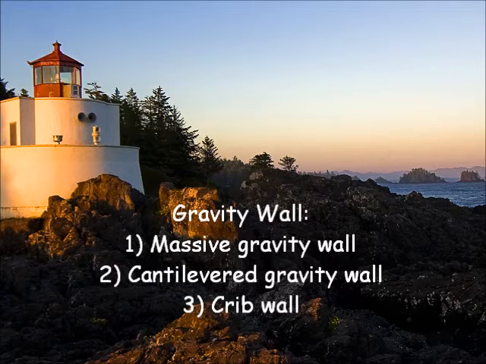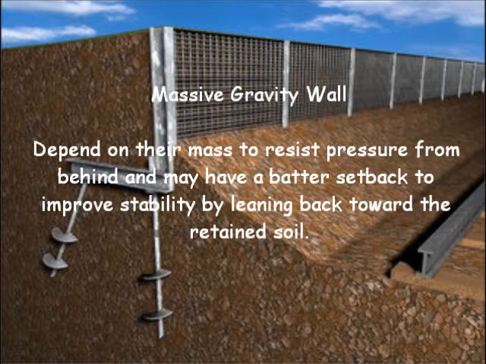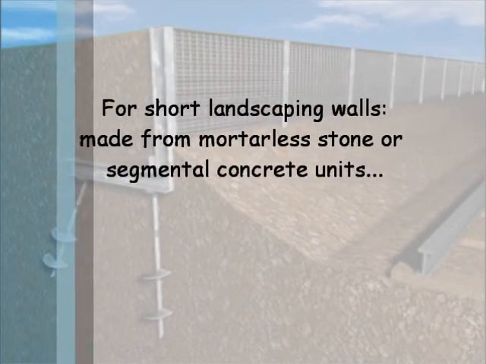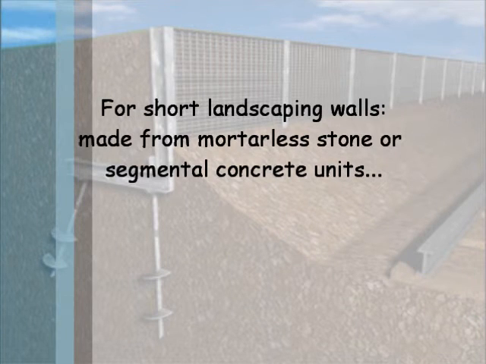Gravity walls depend on their mass, which is stone, concrete, or other heavy materials, to resist pressure from behind and may have a better setback to improve stability by leaning back toward the retained soil. For short landscaping walls, they are often made from mortar-less stone or segmental concrete units, which are masonry units.